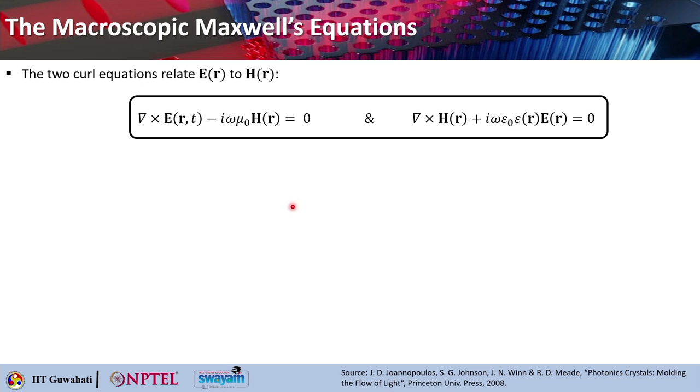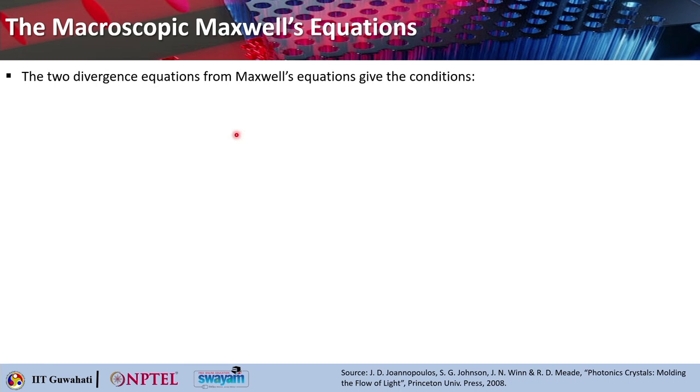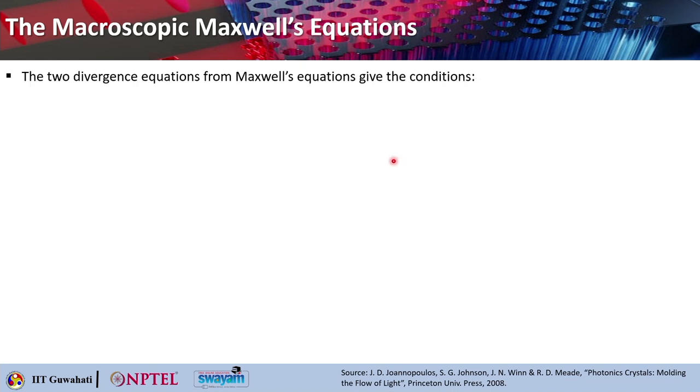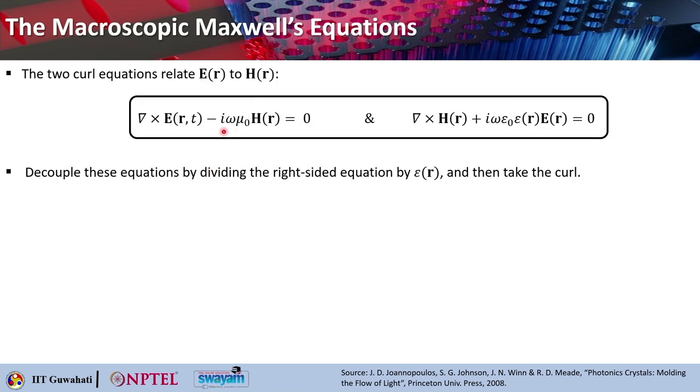Now, you can use the two curl equations, which basically correlate the electric field with the magnetic field. You can write this from the third Maxwell's equation: curl of E equals minus i omega mu naught H(r). You have taken that time dependence and written this down. If you remember the time dependence that you have seen here, e to the power minus i omega t, you can take the time derivative of it, and that will give you the i omega term that comes over here. So, this is how you can write that. Similarly, the fourth equation can be written like this.